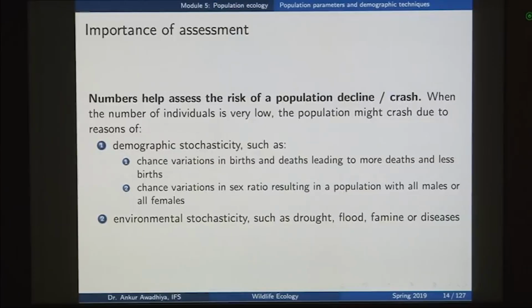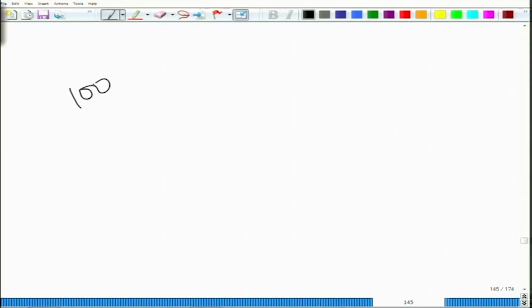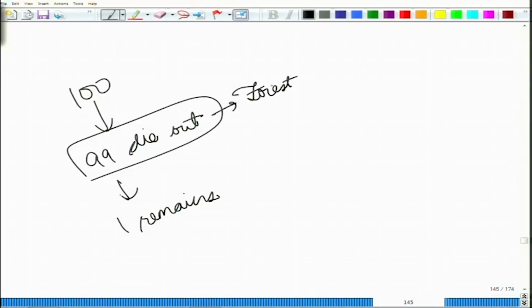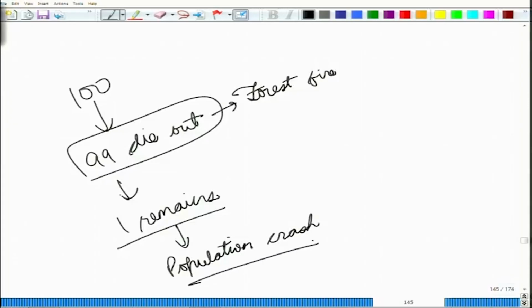Now, why is that important? Suppose you have a population of say 100 individuals. Out of these 100 individuals, say 99 die out and only 1 remains, because of, say, a forest fire. If only 1 individual remains, then you will have a population crash, because you do not have any further births in this population. This happened because you started with a very low population of only 100 individuals.